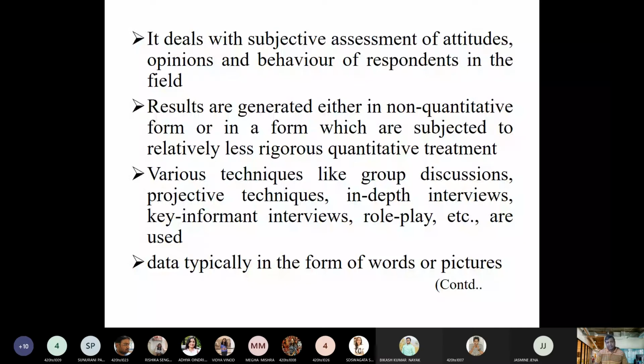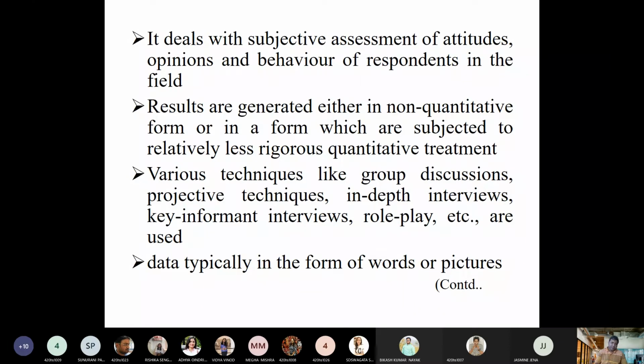The results are generated either in a non-quantitative form or in a form subject to relatively less rigor in quantitative treatment. What I am saying is, generally in qualitative research, we collect this information in a non-quantitative way. We do not use scaling; rather, people give their opinions, attitudes and behavioral responses in a very descriptive way. So they can mention their opinion instead of saying I agree, disagree, not agree, very much agree. I can ask their opinion and write it in a descriptive way, which I can use in qualitative analysis.